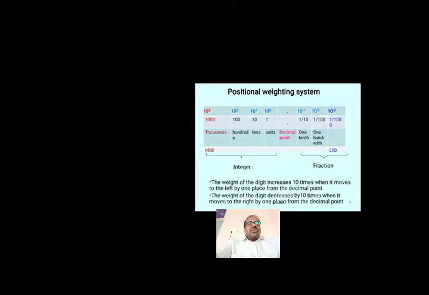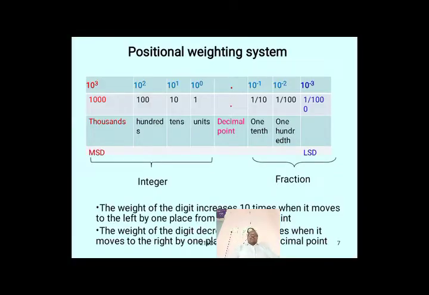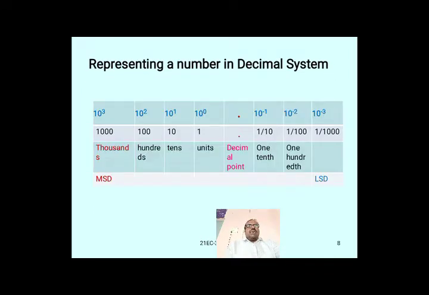See, that one is also explained here. The weight of the digit decreases by 10 times when it moves to the right by 1 place from the decimal point. Left means increases by 10, right means decreases by 10. Before the decimal point means increases, after the decimal point means decreases. Okay, you understand? Now representing the digital system.